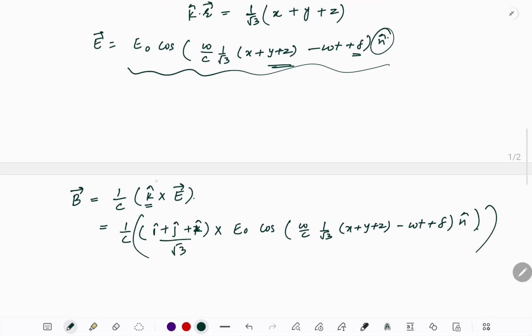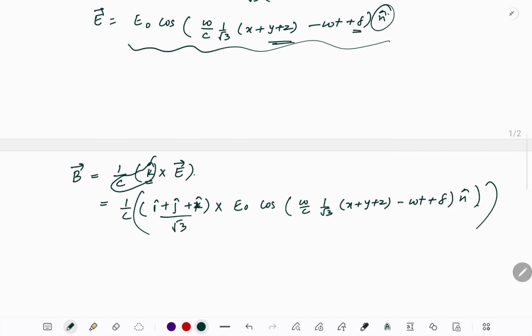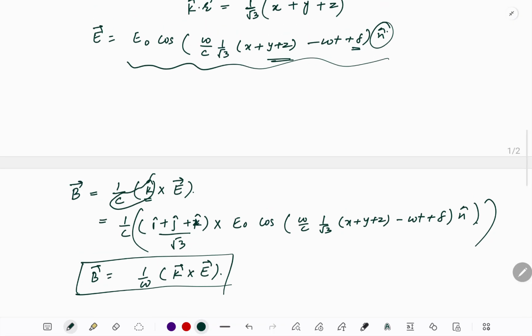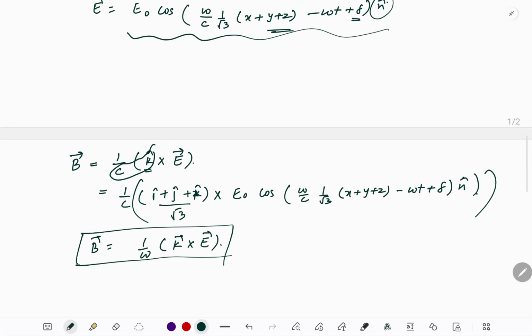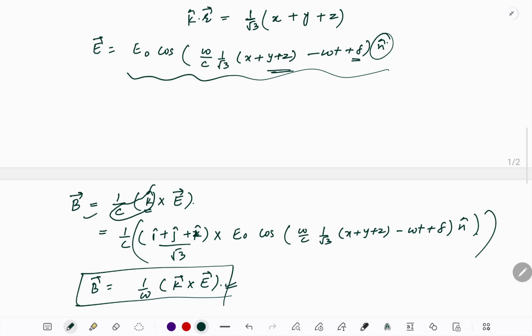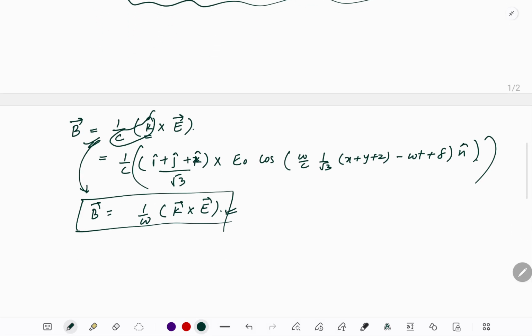Since k cap divided by c, we can write it as 1 over omega, k vector cross electric field. This formula you can also use in order to find the magnetic field, because in the previous videos I have discussed how this formula comes into existence. So this is actually the same. This and this are the same. Why are they the same?